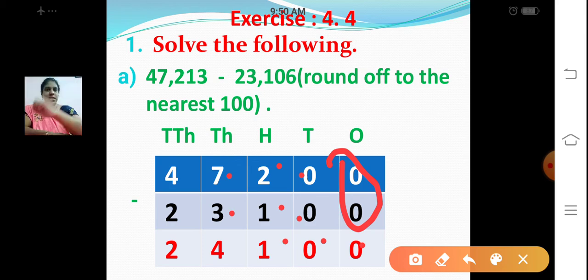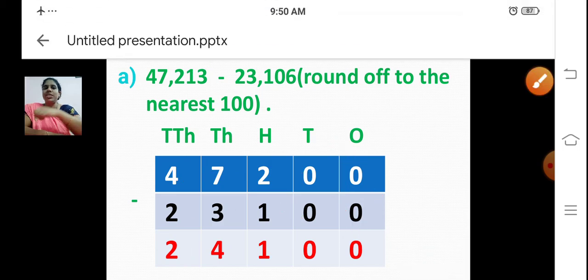Now let's move on to the thousands place. 7,000 minus 3,000. 7 minus 3. Start from number 3. Count forward till you reach 7. After 3, 4, 5, 6, 7. So 4,000. Write it down, 4,000. Now we are going to subtract the 10,000 place. 40,000 minus 20,000. 4 minus 2 is 2. Write 2 in the 10,000 place. So my answer is 24,100.